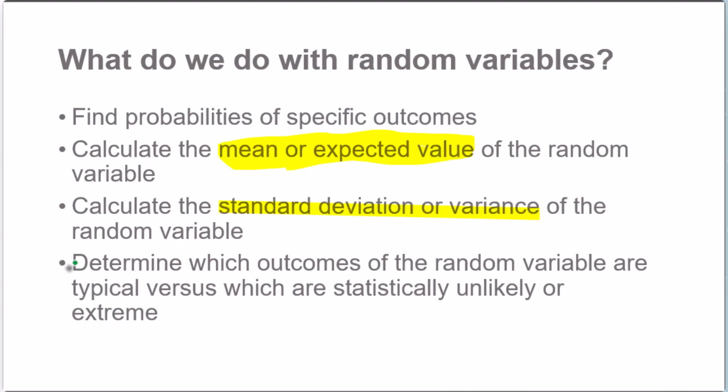And finally, we're going to be interested in determining which outcomes of the random variable are sort of typical versus which are more statistically unlikely or extreme. And this thought process of identifying extremes is really important when we get into statistical inference.